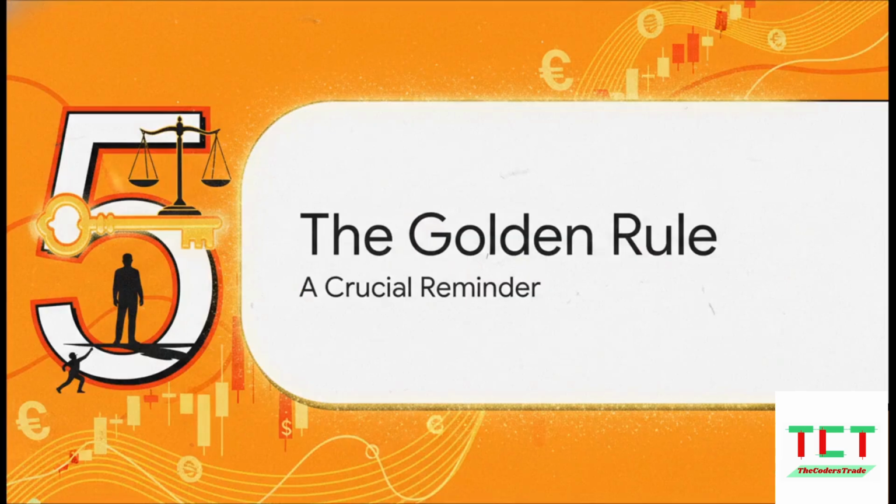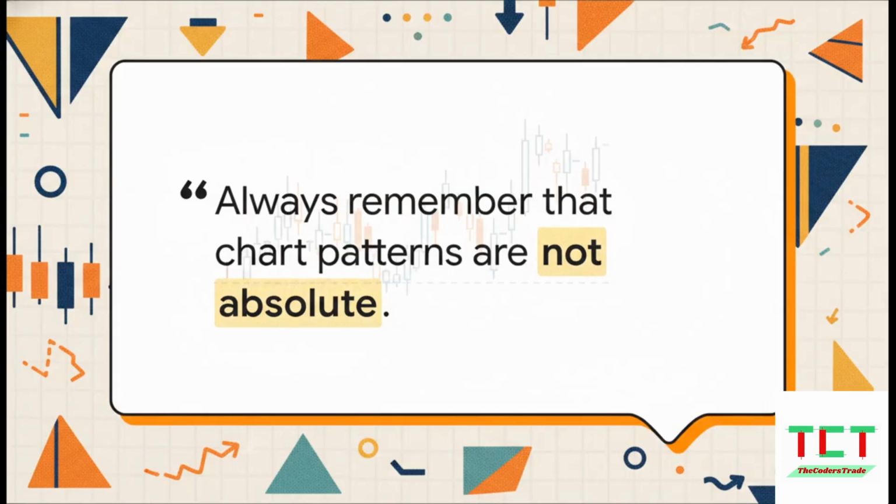Now, before you run off to the charts, we've got to cover the most important part of this whole explainer. This right here is the golden rule that separates disciplined traders from gamblers. Let that sink in for a second. Always remember that chart patterns are not absolute. They are tools of probability, not certainty. They can and they do fail. The market can show you a perfect-looking pattern and then do the complete opposite. They are a guide, not a guarantee.